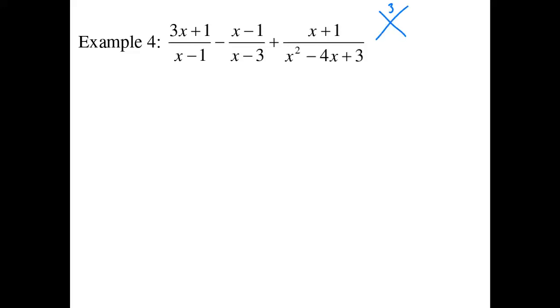So top number would be 3. Bottom number is negative 4. So our two numbers would be negative 3 and negative 1. And then we'll rewrite this so we can group. So x squared minus 3x minus 1x plus 3. And then we'll take out the GCFs of the first 2 terms. That would be an x, left with x minus 3.